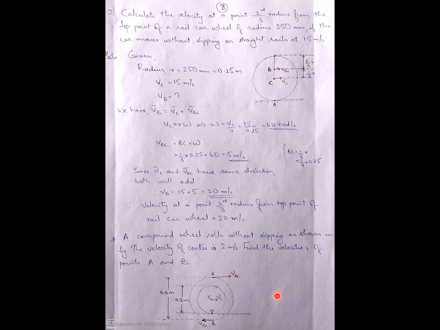So we know the direction of velocity will be like this. VAC will be perpendicular to AC. It will be moving towards right. And at B point, VBC is also perpendicular to BC and it will be moving towards left.